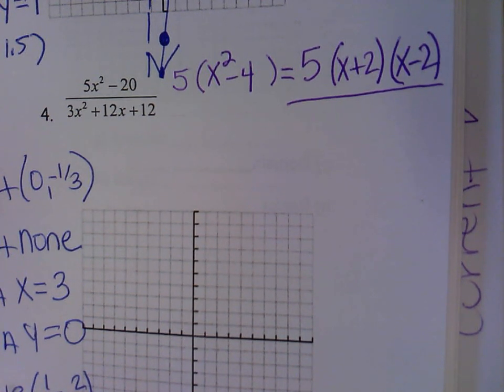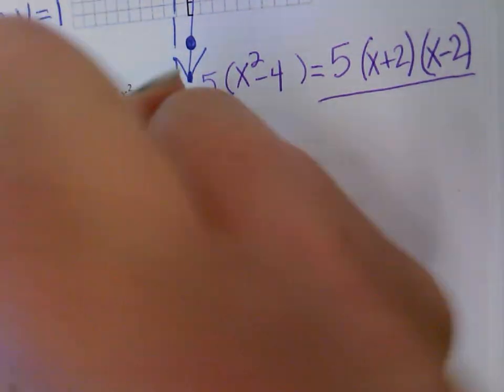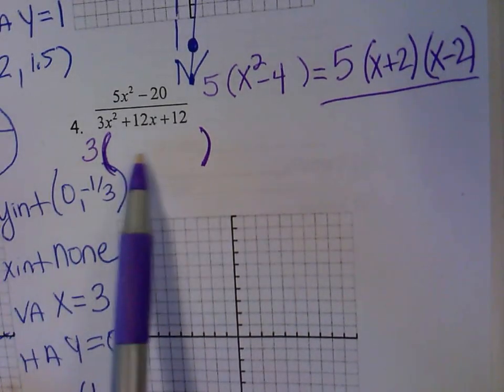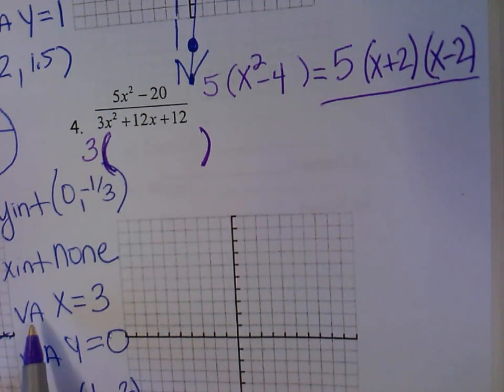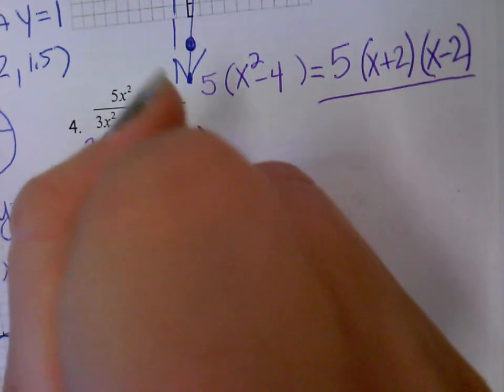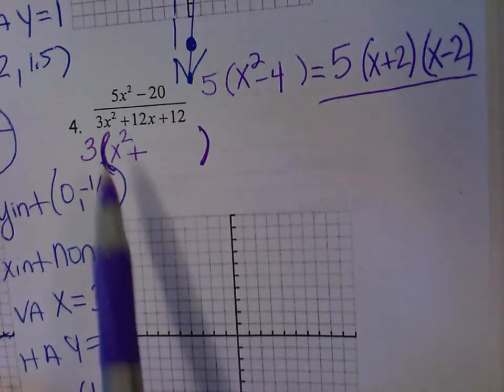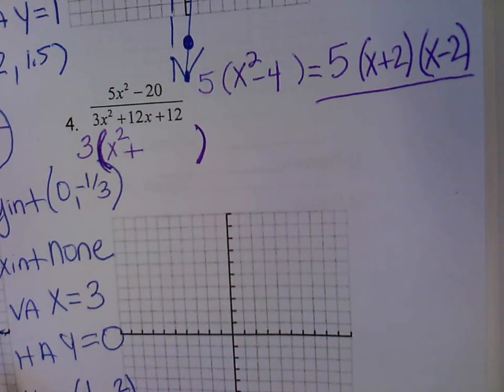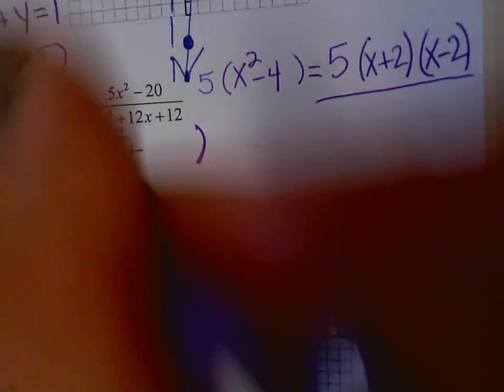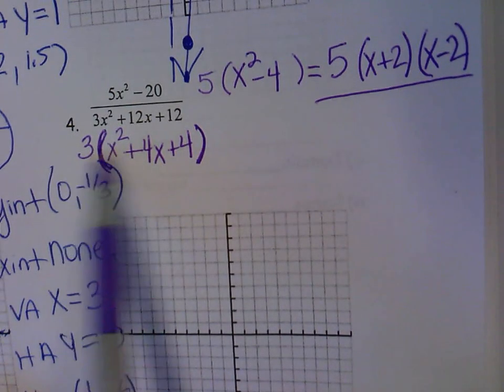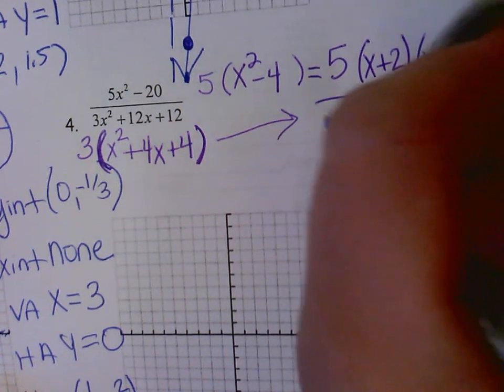So I'm going to do the same thing in the denominator. What should I factor out of the denominator first? I'm actually going to do it underneath because I'm kind of running out of room. So I'm going to divide out a 3 first and kind of put it underneath. What would I have left when I divide out a 3? I'd have x squared plus, what would I have left from the 12x? I'm dividing by 3, 4x, and then plus 4. So now I'm going to take that and I'm going to factor it over here.